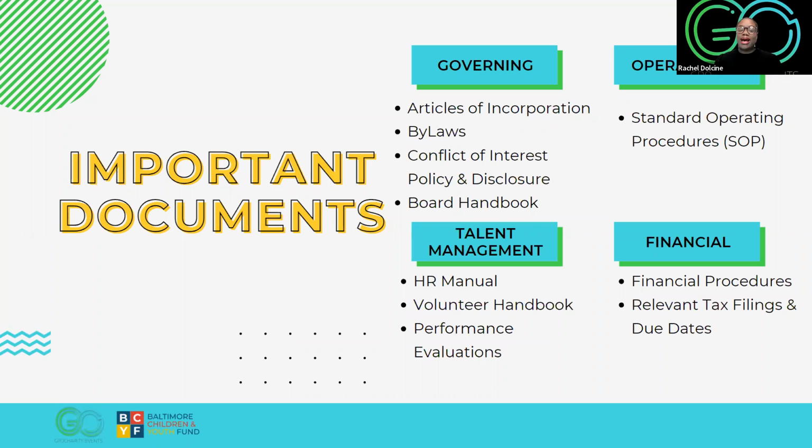What are the checks and balances to make sure that there are no improprieties going on as far as the financials are concerned? And then relevant tax filings and due dates. This is so important. In the state of Maryland, every year you have to complete a property tax return. It's free to complete it, but you have to complete it. You have to complete a federal tax return every single year.